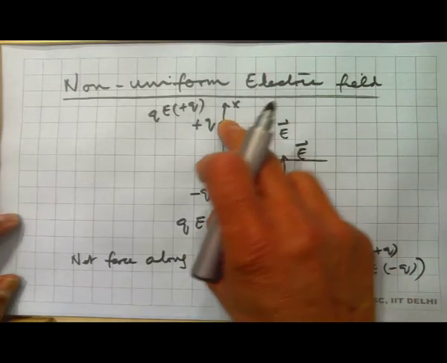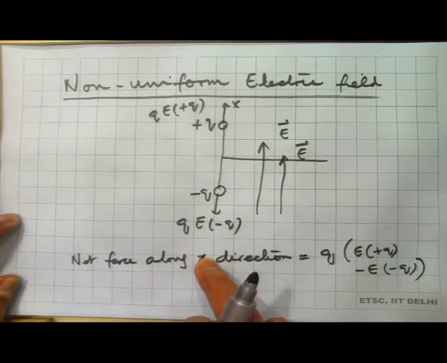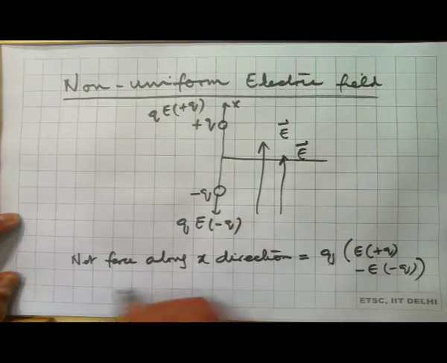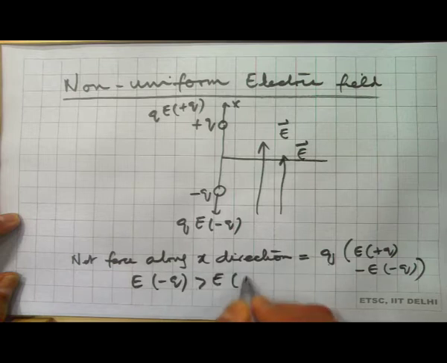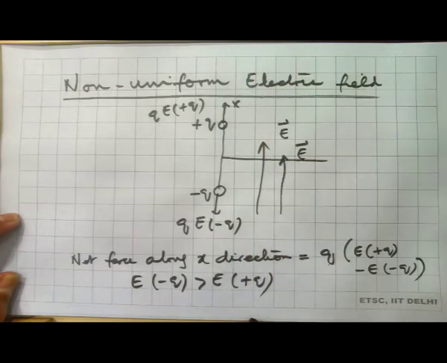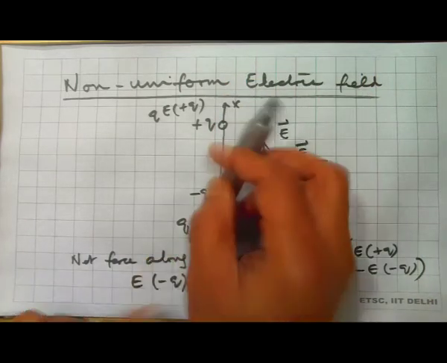So, this force is trying to push it, this force is trying to pull it. So, effectively the net force is the difference between these two. So, if E minus q is bigger than E plus q, that means if there is a decrease of electric field, this force will be negative, which means that the dipole will be pulled in the minus x direction. This is the force along the plus x direction.